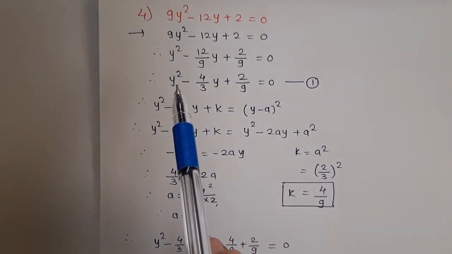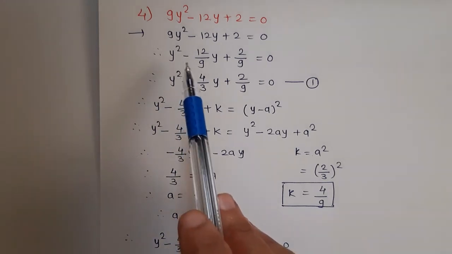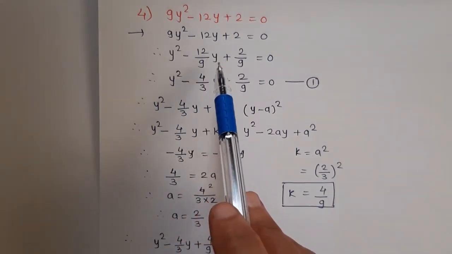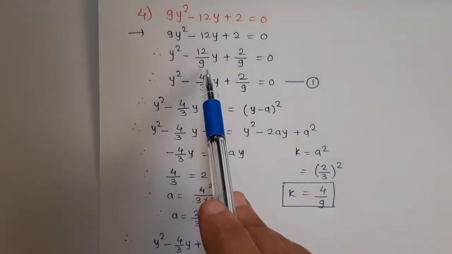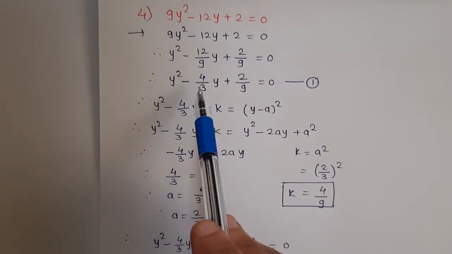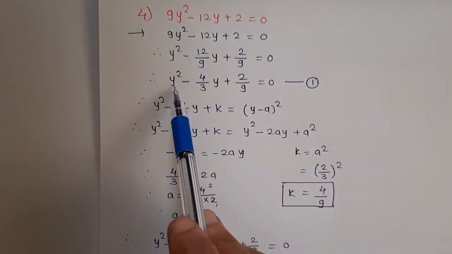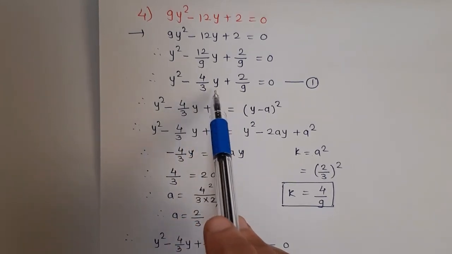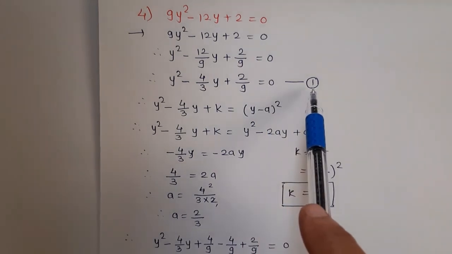After dividing the whole equation by 9, we get y square minus 12 upon 9y plus 2 upon 9 equals 0. Here 12 upon 9 is a reducible term, so we can reduce it. So we get minus 4 upon 3. So our equation is y square minus 4 upon 3y plus 2 upon 9 equals 0. We give it the number 1.